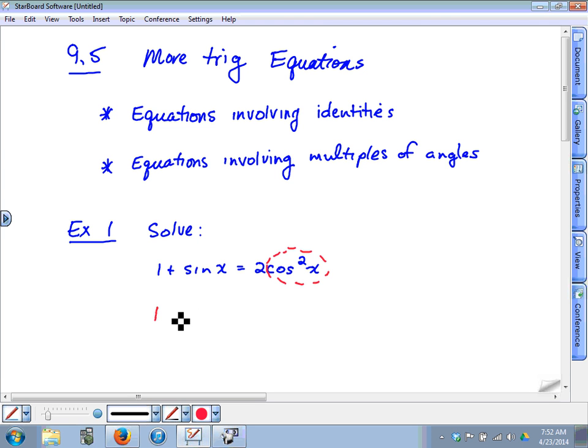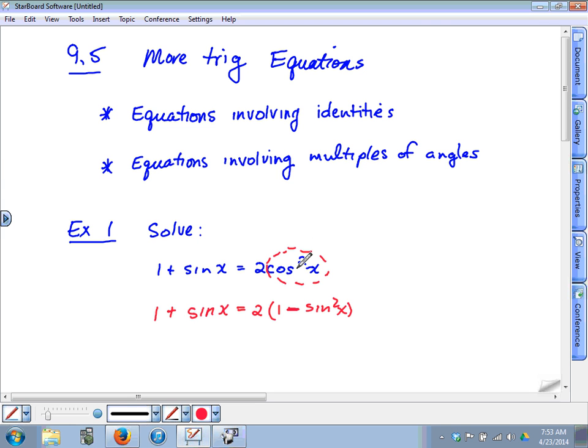So rewrite this. Are we evaluating it? No, we're solving the equation. But it's much easier to solve trig equations if the whole equation is in terms of the same trig function. Right now we have sine and cosine, so we want to get this in terms of sine. So this is going to be 1 plus sine of x equals 2. Now make a substitution using the appropriate identity: 1 minus sine squared of x. This is the Pythagorean identity.